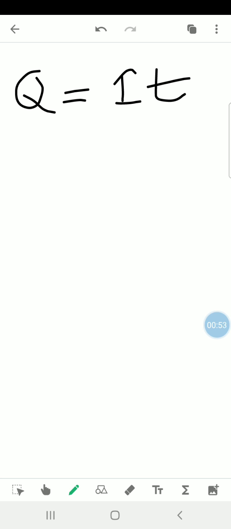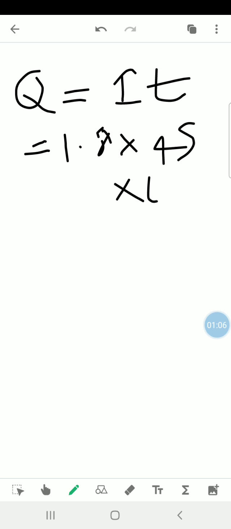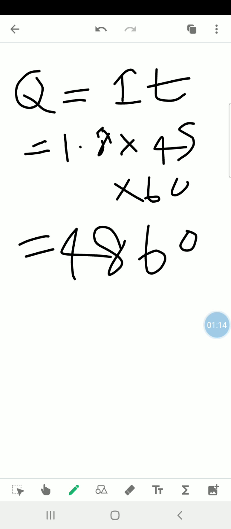Now current is 1.8, multiplied by time, which is 45 minutes. So that means it has to be multiplied by 60 as well to make it into seconds, right? So then you get 4860 coulombs. So that is the charge that has been given.